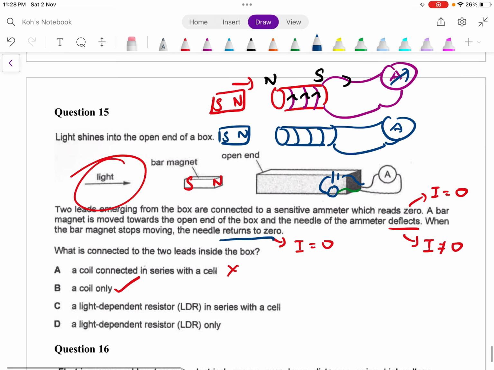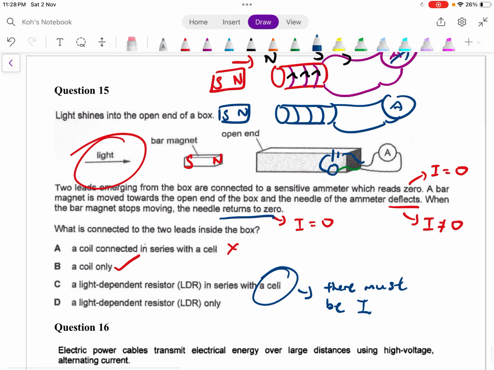Okay, C also cannot be the answer because C is an LDR in series with a cell. If it's in series with a cell, it means there must always be a current.